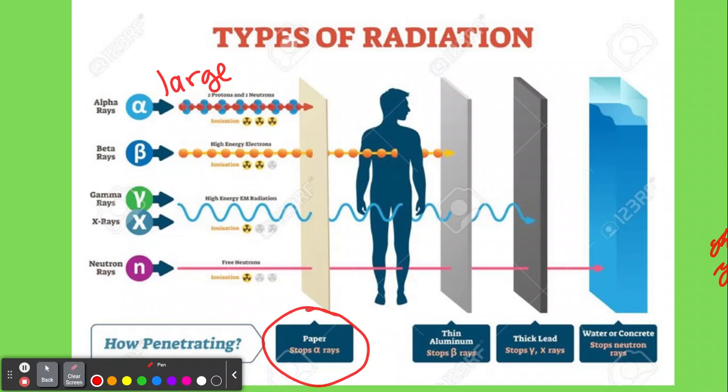Beta rays, beta particles, okay? They can go through paper, they can go through your skin, okay? But they will be stopped by things like thin aluminum foil, okay, or thin foils. So aluminum foil, that kind of thing, thin pieces of copper or lead or that kind of material will stop beta radiation. Then you have gamma rays and X-rays.